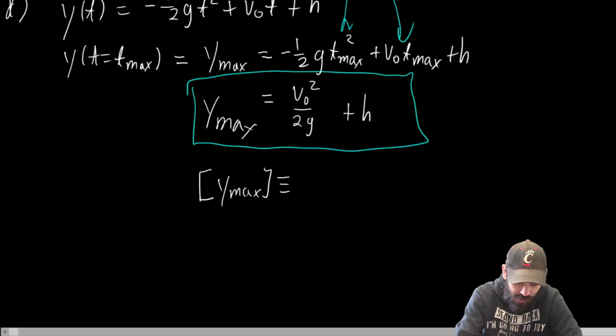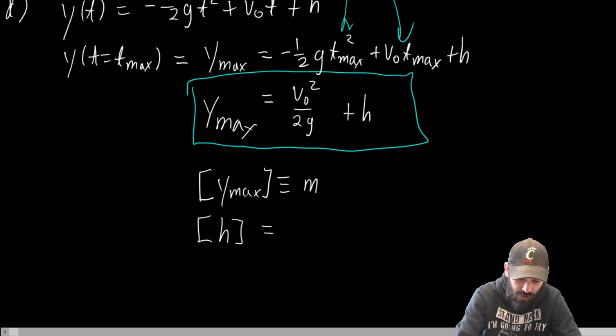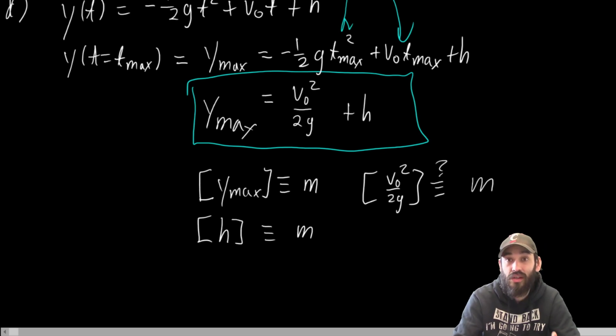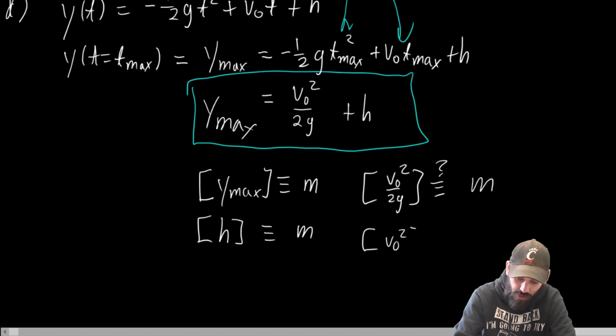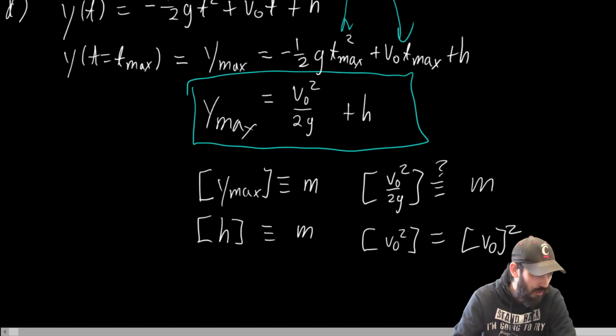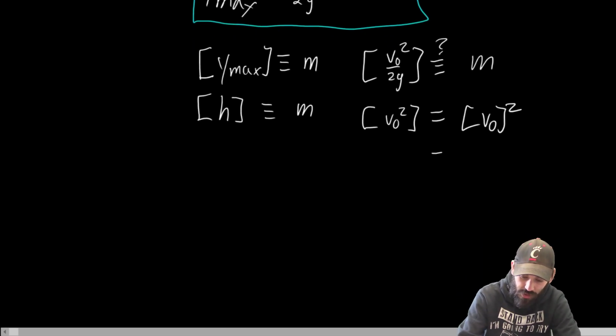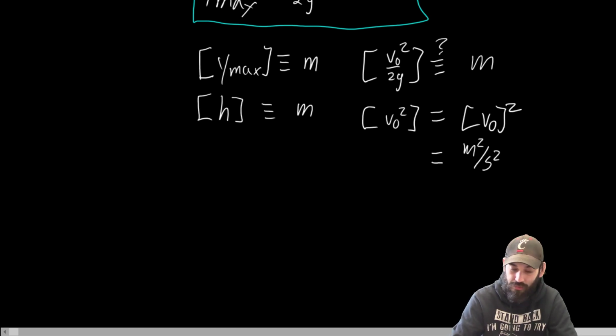Well, y max has units of meters. Okay. What are the units of h? Units of h should also be meters. What are the units of v0 squared over 2g? Well, if we did this correctly, this should also be meters. Let's check it. So the units of v0 squared are just going to be equal to the units of v0 quantity squared, which is just going to be equal to meters squared over seconds squared, right?